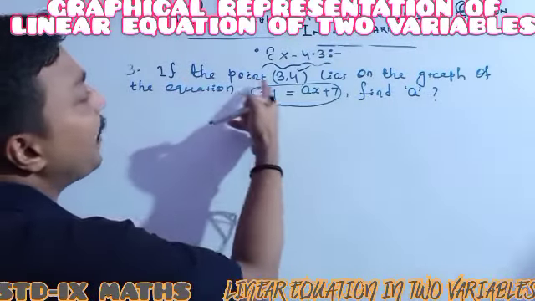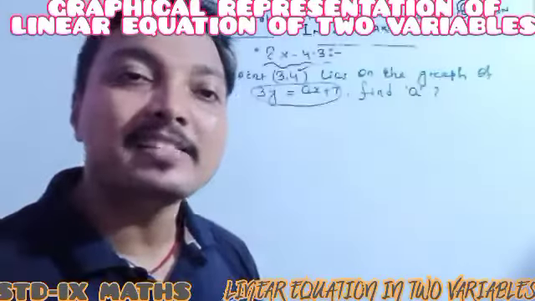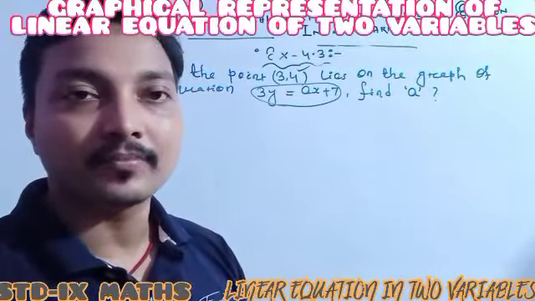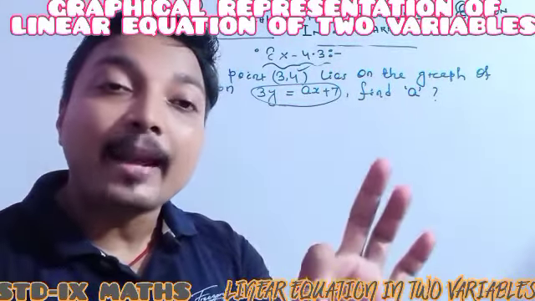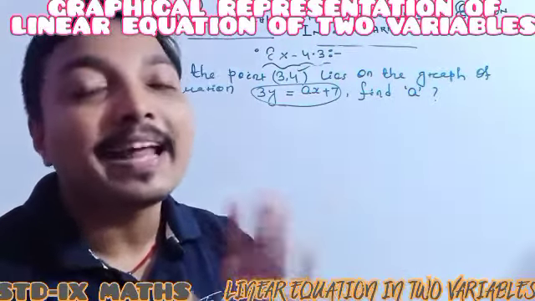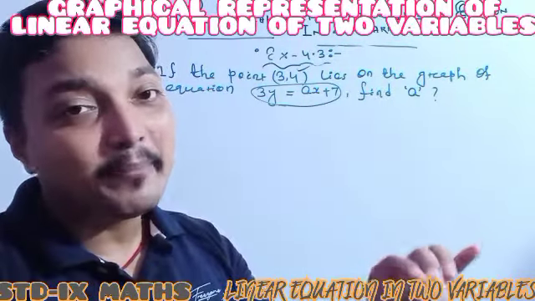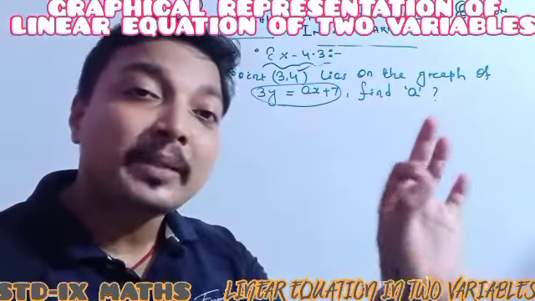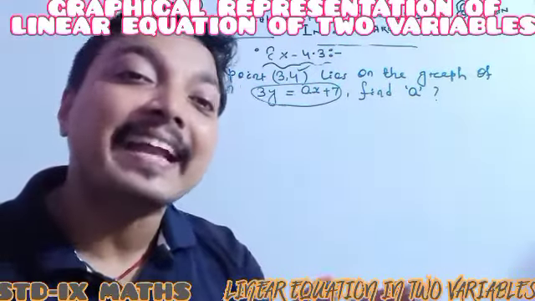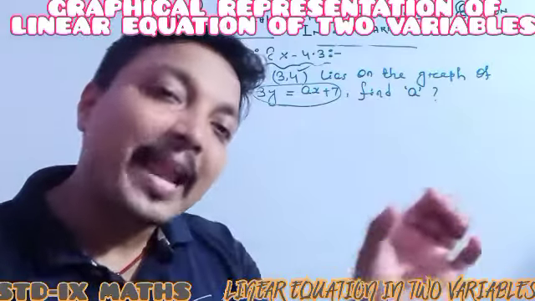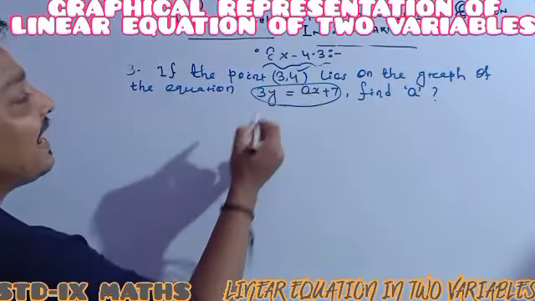Already written: if the point 3, 4 lies on the graph of the equation, it means this point lies on the line. As a point lies on the line, 100% that point is a solution of that linear equation, because one of the properties I have said: any point that lies on the line is always a solution of that linear equation. Solution means 100% it satisfies. On putting the value it satisfies. Okay, so from the hints I got that 3, 4 lies on this one.